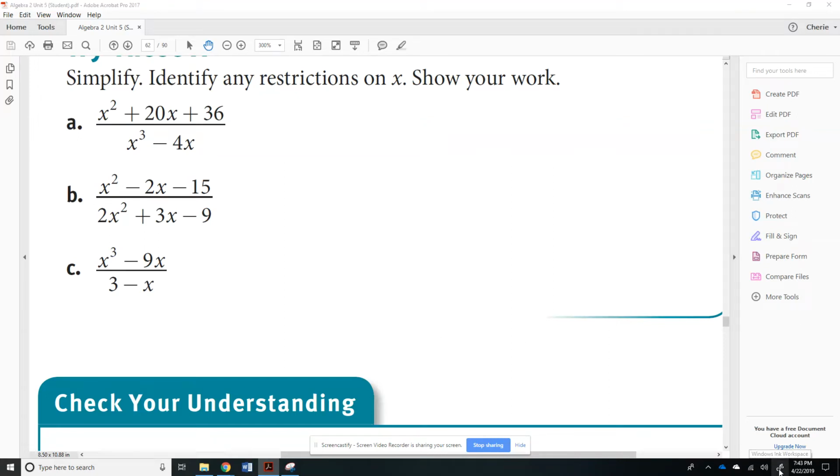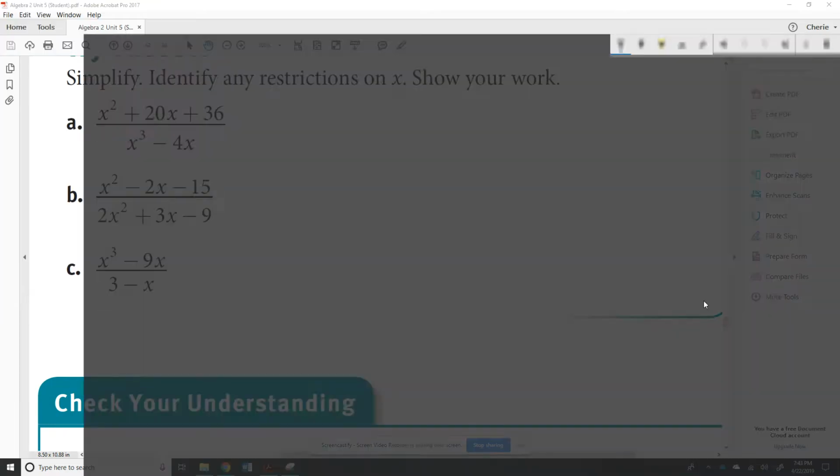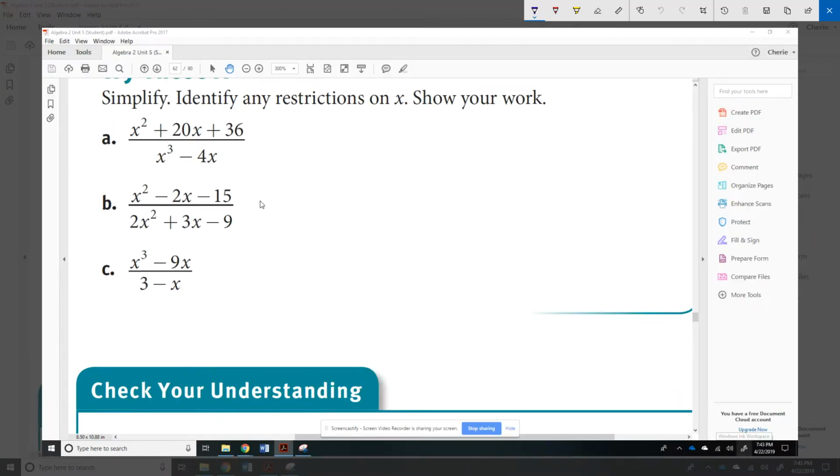Okay, I'm going to work this next problem, part B right here. Same process. Start by factoring the denominator. Ooh, this one's one of those that we call the AC method. So I may have to run over here and do some work.